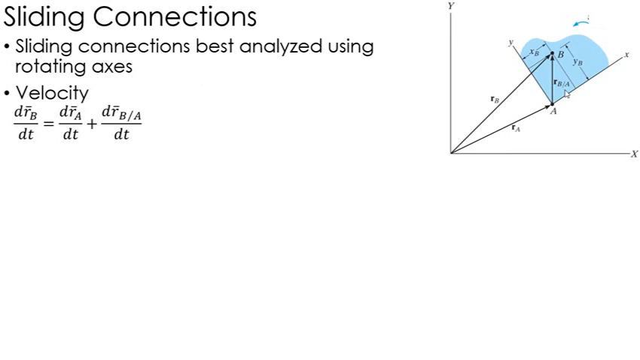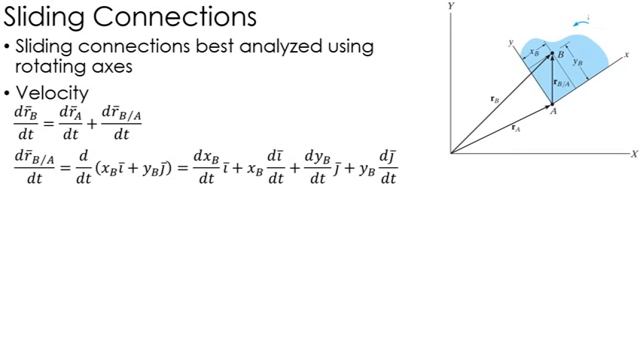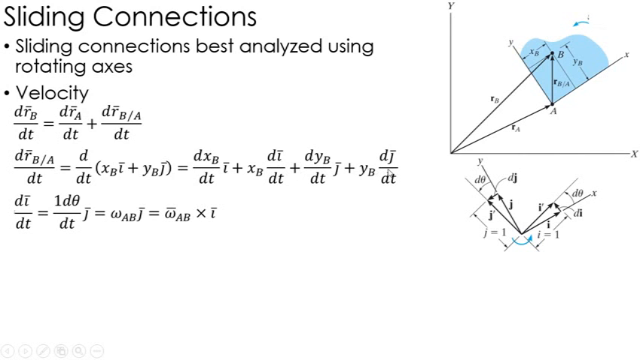Now, the difference here is that my x and y axes are not constant. They're rotating. They change direction. So I need to take that into account. When I take my time derivative of R of B with respect to A, this vector right here, which is essentially x i plus y j, it's the time derivative of x times i plus x times the time derivative of i, and then the same thing with y. Now, because this axis is rotating, what I'm trying to figure out is di/dt.